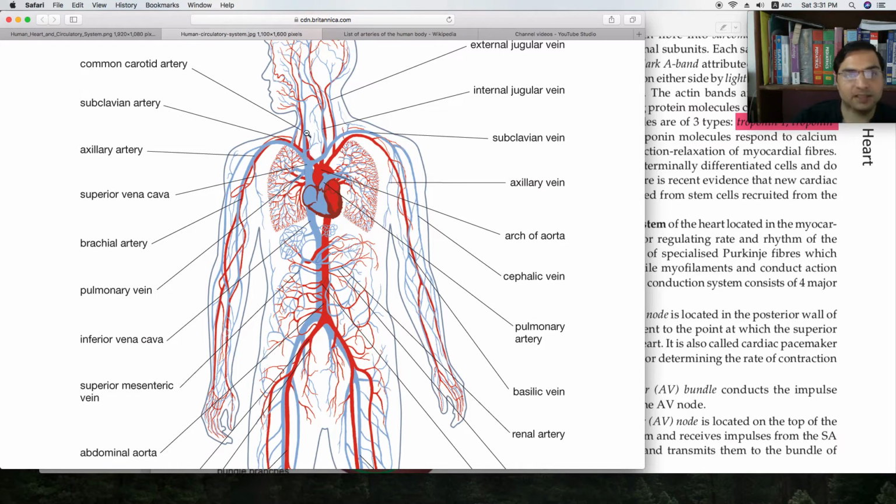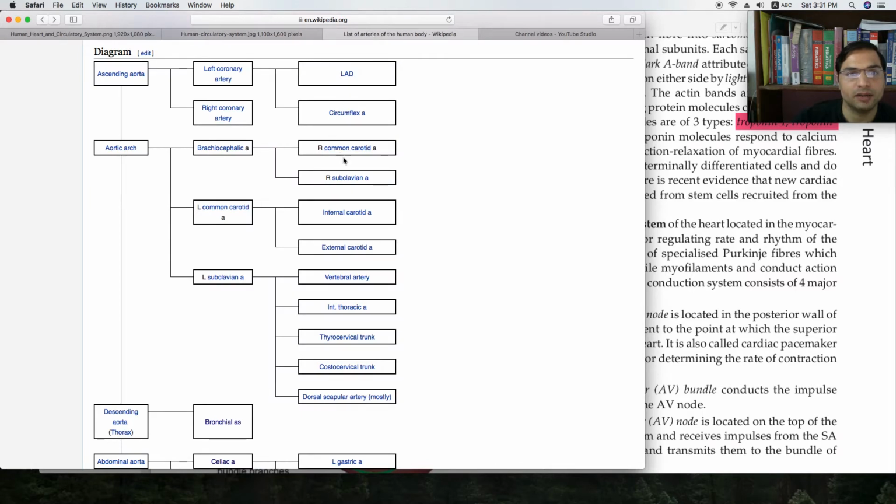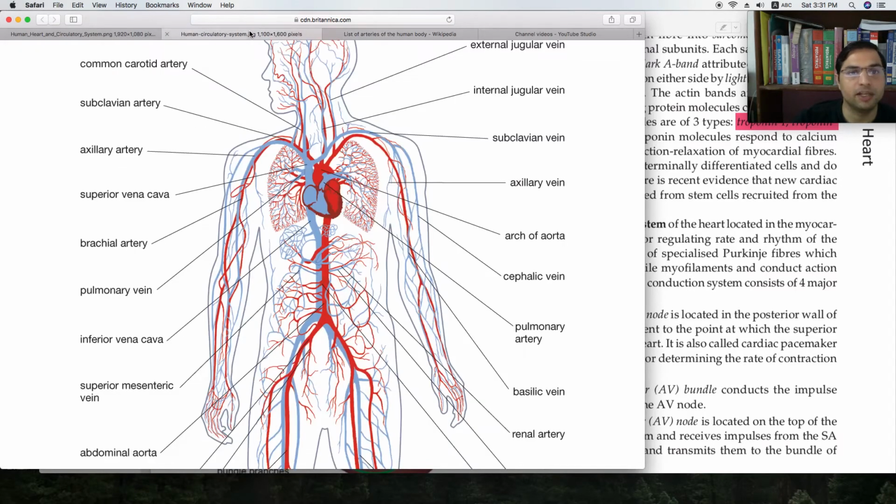Below this it is dividing into two, one going up, one is right common carotid artery and this is right subclavian artery, right? Subclavian artery will become a brachial artery here. So right subclavian artery, right? So brachiocephalic artery dividing into right common carotid artery and right subclavian artery. Clear?